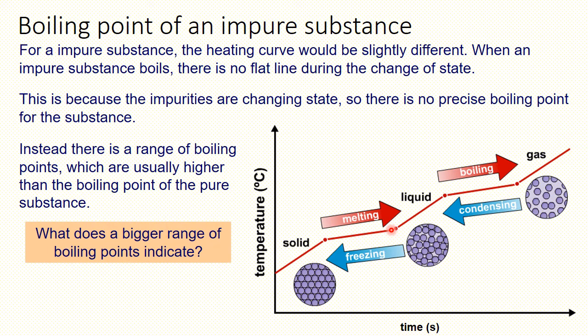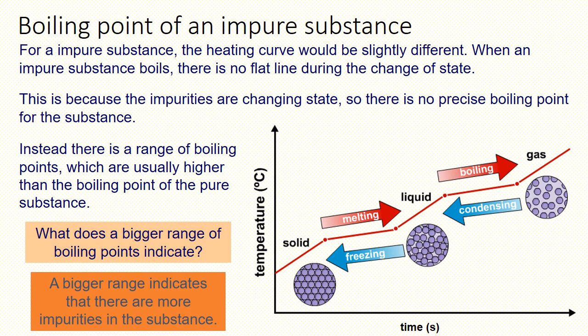So here's a question for us. What would a bigger range of boiling points indicate? If this change occurred over a greater range, what would it tell us? Hopefully you will have picked up that a bigger range means that there are more impurities, so it's a more impure substance, and it gives us some indication about the actual purity of the substance that we are melting or boiling.